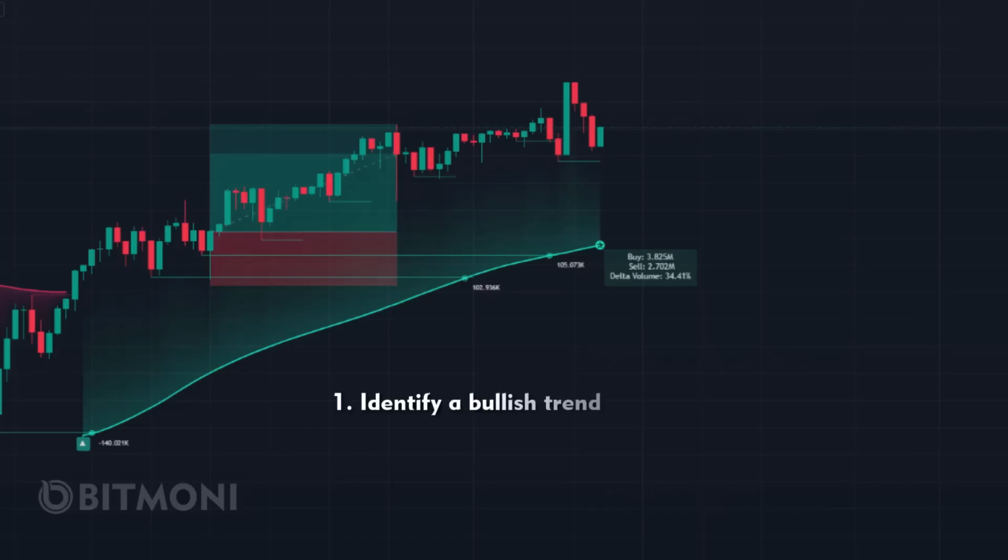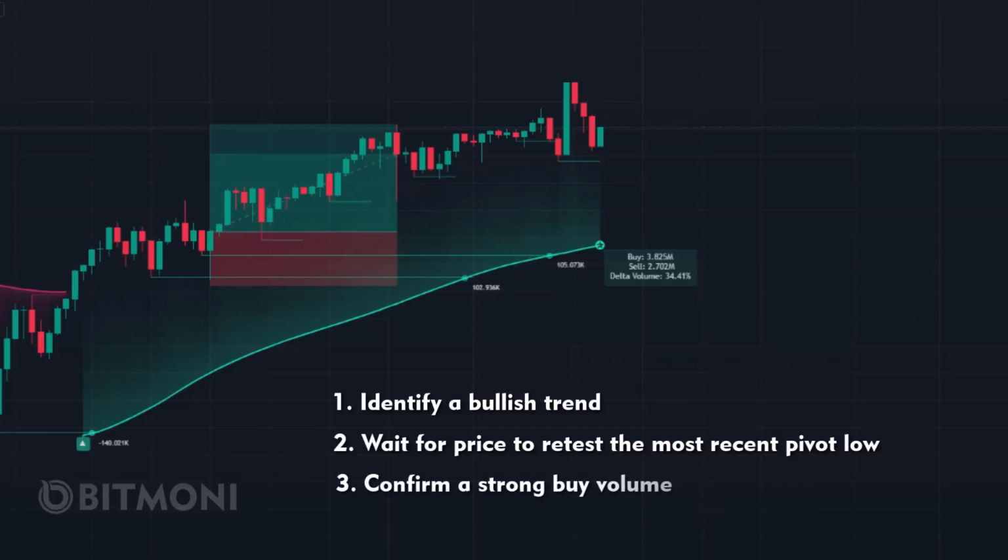Identify a bullish trend, wait for the price to retest the most recent pivot low, with a candle touching the level with a wick, without closing under it, and then confirm strong buy volume by checking if the delta volume is above 30%. Do the opposite for short positions.